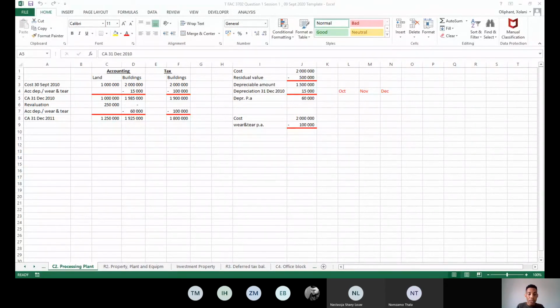Okay, so my question is, that's when you bought the building, right? Now I'm asking at the 31st of December 2010, how long would you have had the building for? 3 months is correct. So it would have been October, November, and December, right? It means that in 2010, we would only need to account for depreciation for 3 months, right?